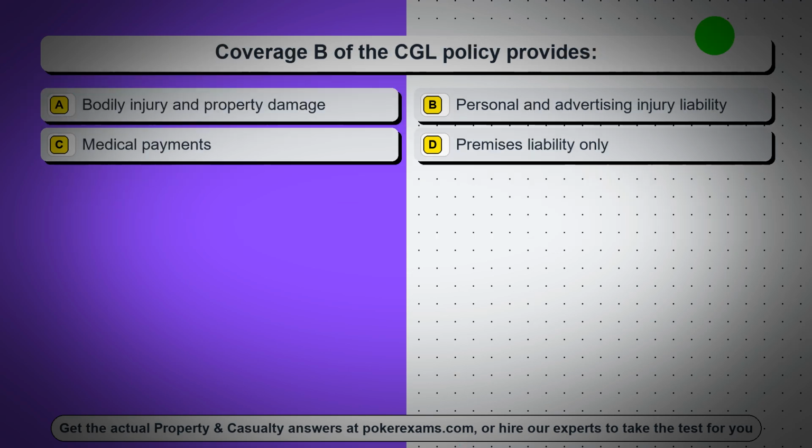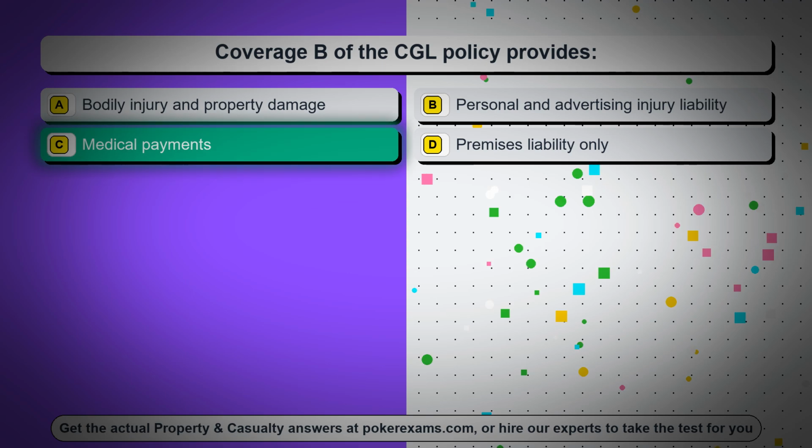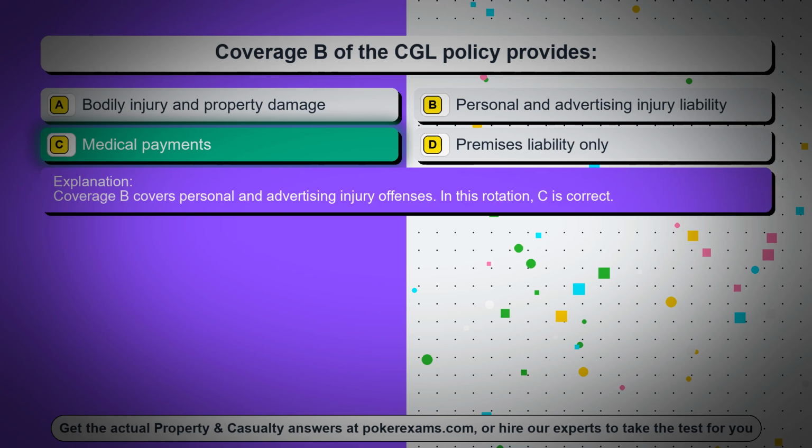Question 61. Coverage B of the CGL policy provides: Option A, bodily injury and property damage. Option B, personal and advertising injury liability. Option C, medical payments. Option D, premises liability only. The correct answer is option C, medical payments. Coverage B covers personal and advertising injury offenses. In this rotation, C is correct.